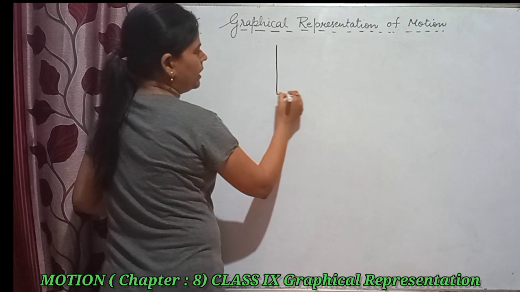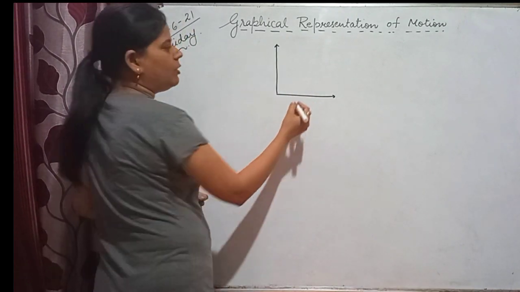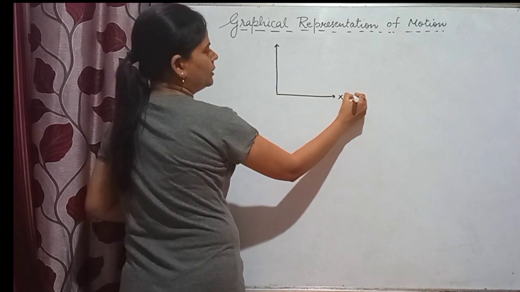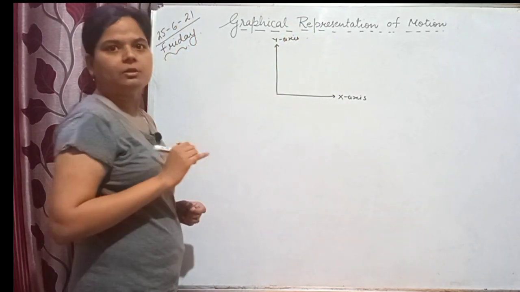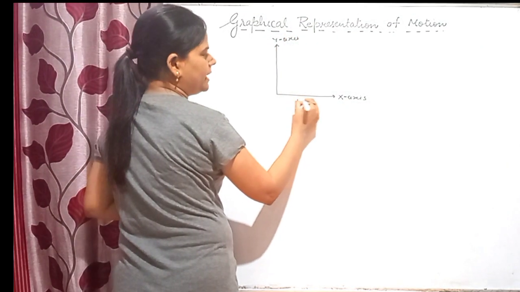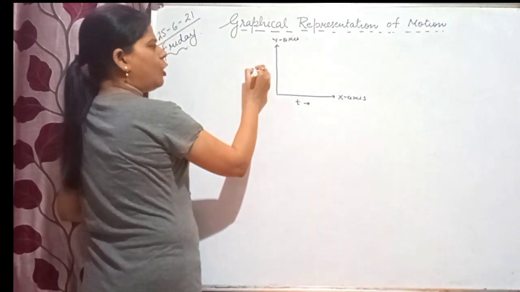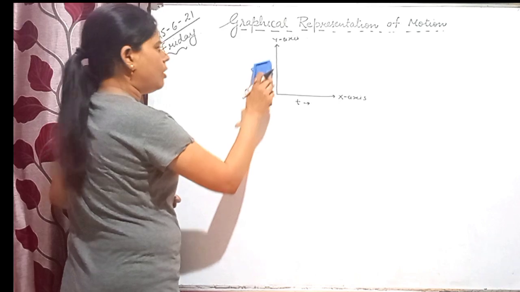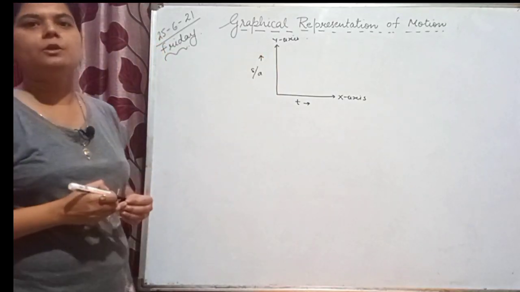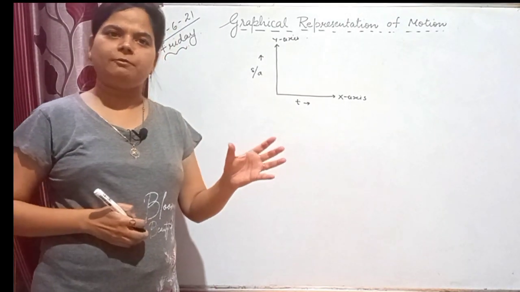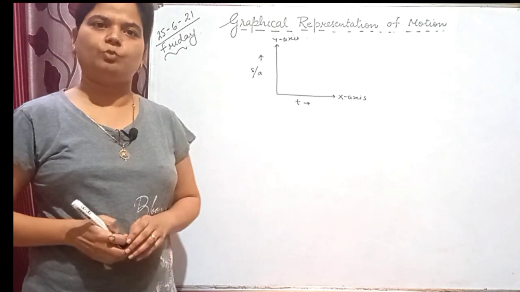Whenever we have a graph, we will be representing one quantity on the x-axis and another quantity on the y-axis. In this topic, we will be representing time on the x-axis and either speed or distance on the y-axis. Now first of all, how to interpret the graph, the meaning of the graph. We are going to discuss this in this video.